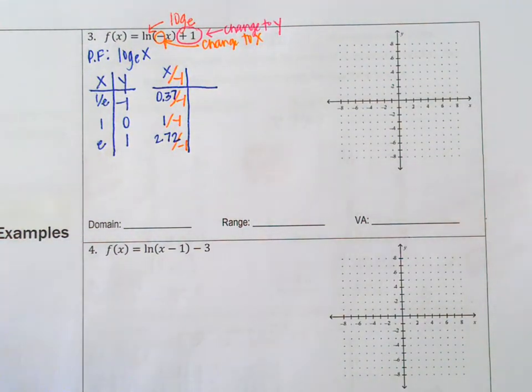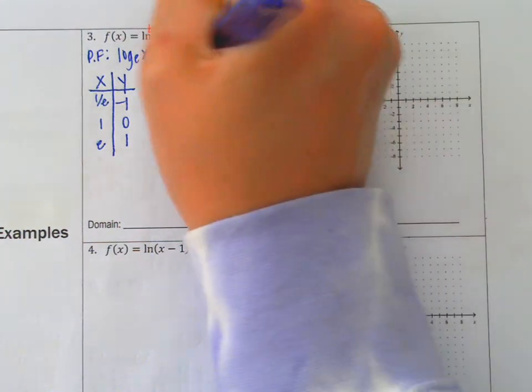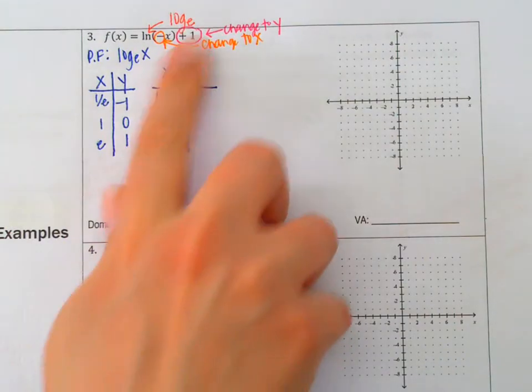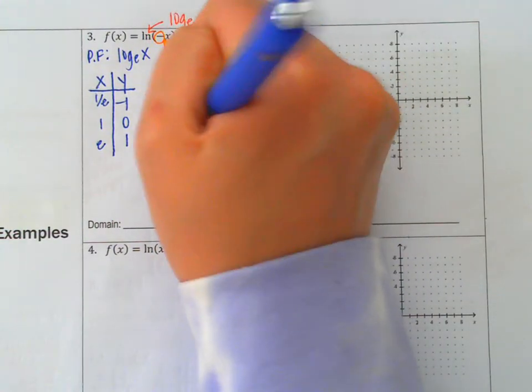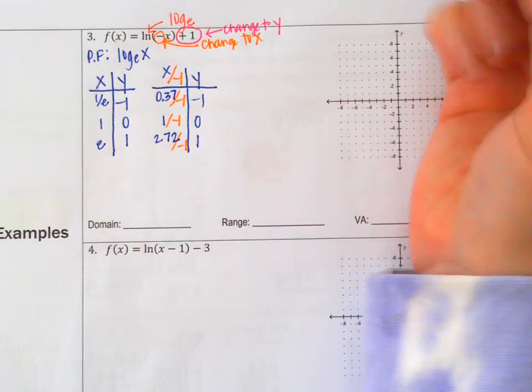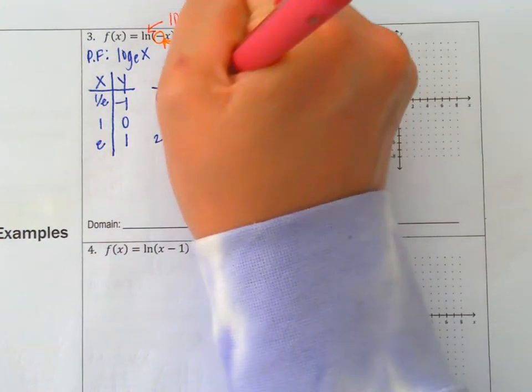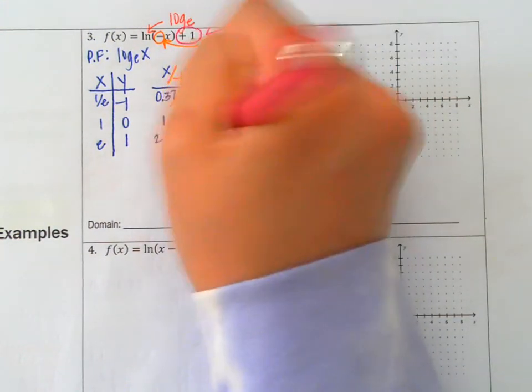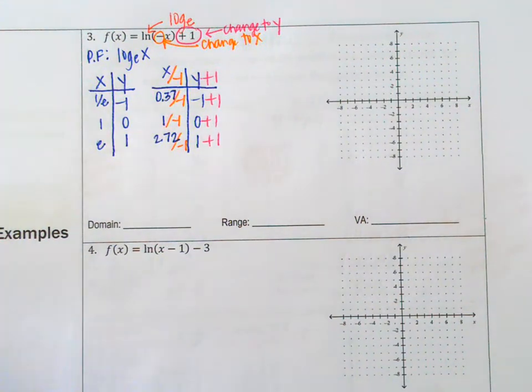Okay, so then to all of my y values, I look at this plus 1. Remember, my y values, do we do the same operation or do we do the opposite operation? And we do the same, so we're going to add 1 to all of my y values. And now I can get my new table.